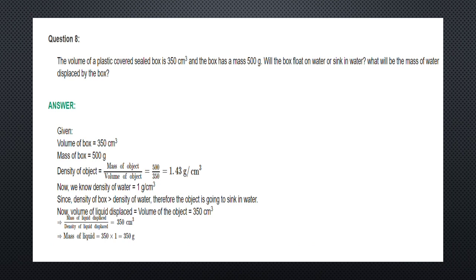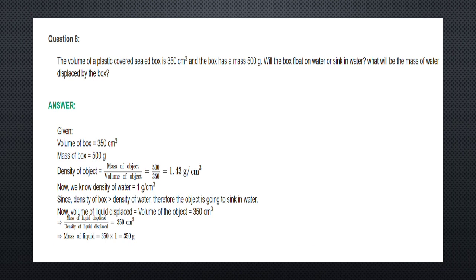So 500 upon 350, we will get this by putting the values of mass and volume, and hence we will get the answer 1.43 gram per cm cube. Now we know that the density of water is 1 gram per cm cube and the density of the box is 1.43 gram per cm cube. So the density of box is greater than the density of water, and therefore that box will sink in water. So this is the answer of the first part of the question.